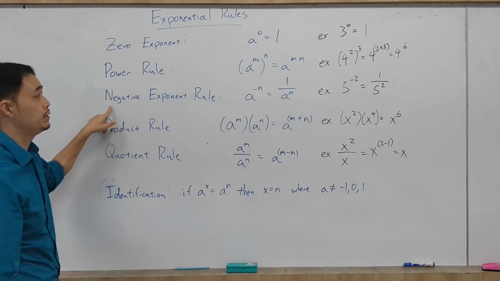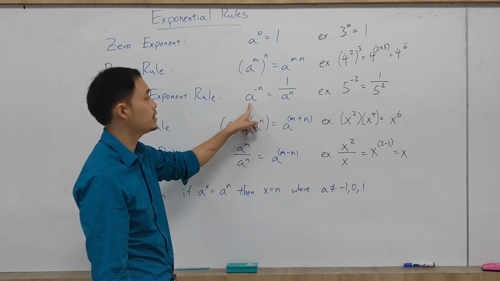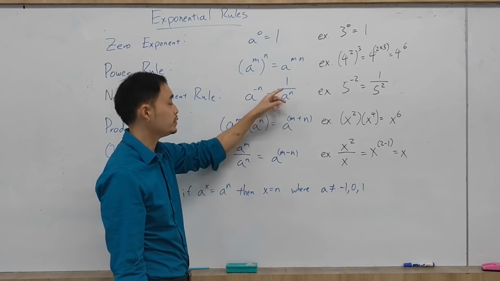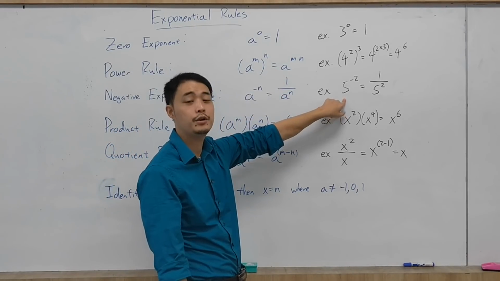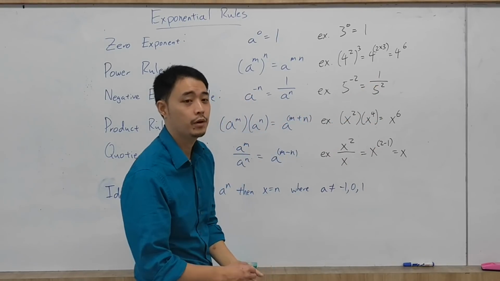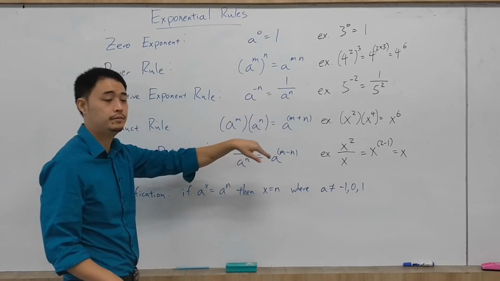The negative exponent rule. The negative exponent rule basically says that if we have a number to a negative exponent, we take the reciprocal of that number. So for example, 5 to the power negative 2 is 1 over 5 to the power 2. Right? We simply put it in the denominator.